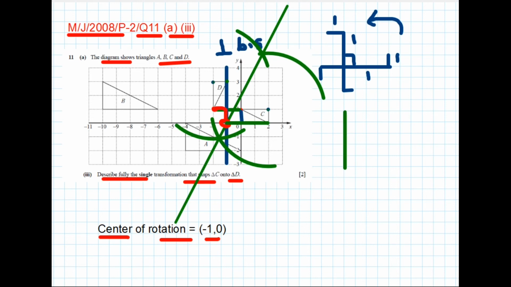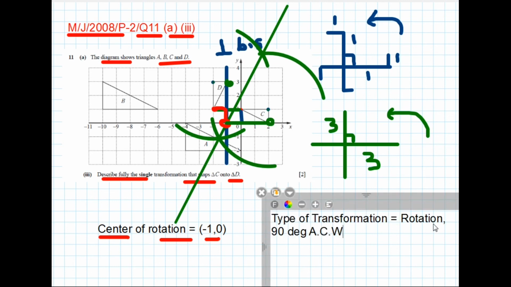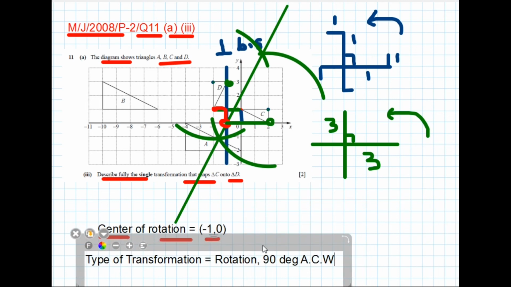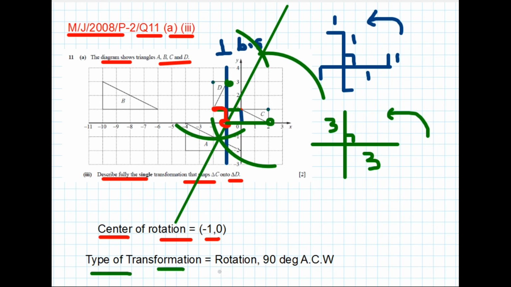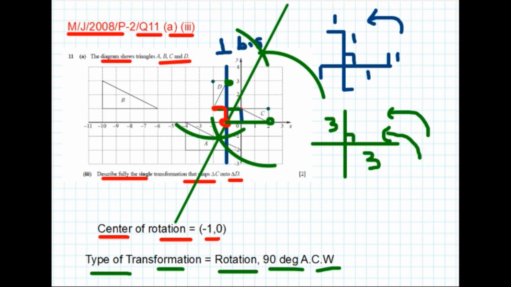Now taking another set, the green vertex of triangle C and triangle D, from center of rotation the distance is 3 blocks right. After 90-degree anti-clockwise rotation, we get its corresponding green vertex of triangle D as shown. So the type of transformation is 90-degree anti-clockwise rotation with center of rotation (-1, 0).